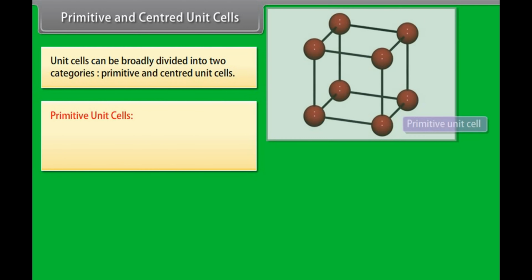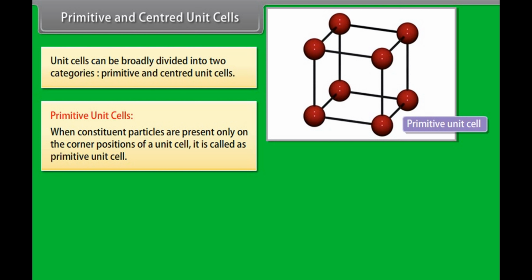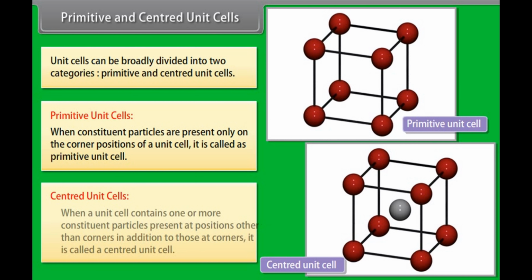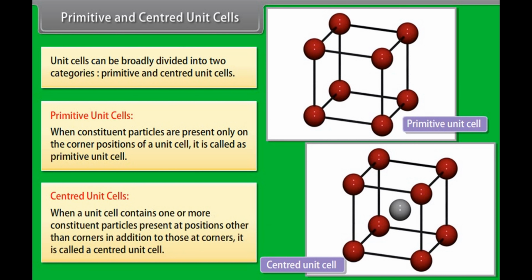Primitive and centered unit cells. Unit cells can be broadly divided into 2 categories: primitive and centered unit cells. A. Primitive unit cells. When constituent particles are present only on the corner positions of a unit cell, it is called a primitive unit cell. B. Centered unit cells. When a unit cell contains one or more constituent particles present at positions other than corners in addition to those at corners, it is called a centered unit cell.